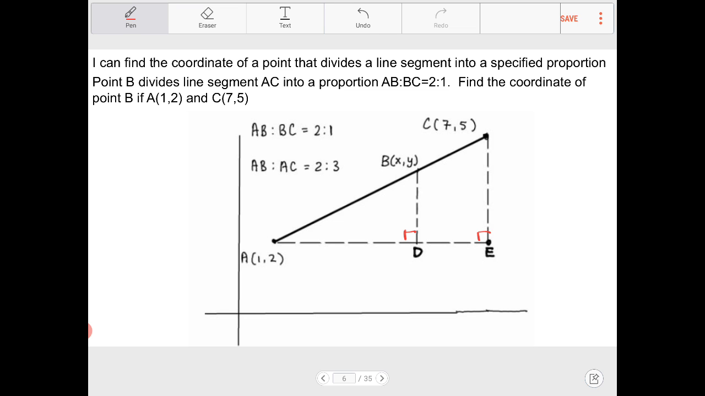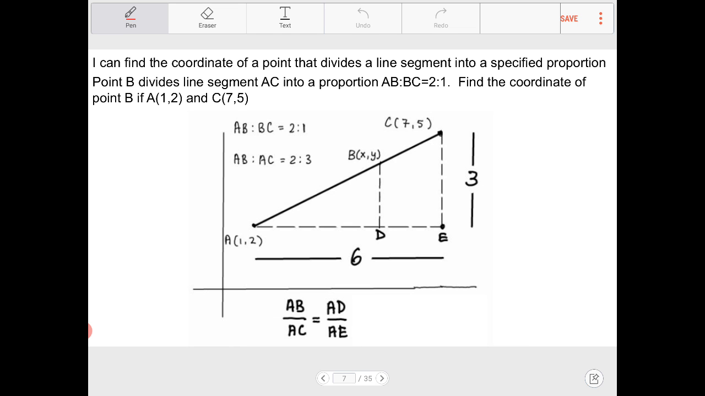So how are we going to use that to our advantage? Well, I understand that this proportion can be set up. AB to AC, which is 2 to 3, is also going to be true for AD to AE. Again, this length here.